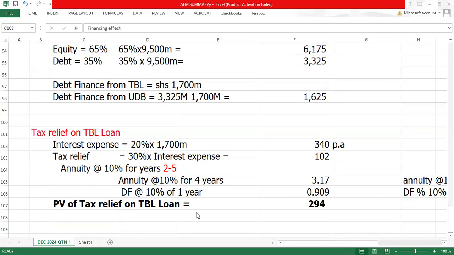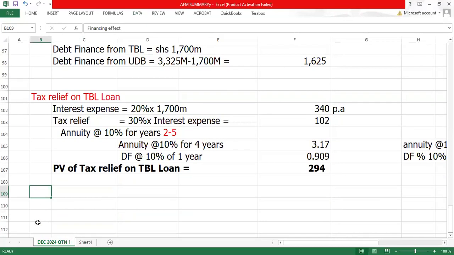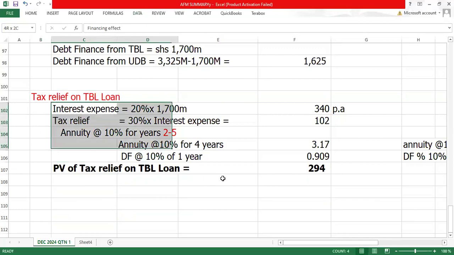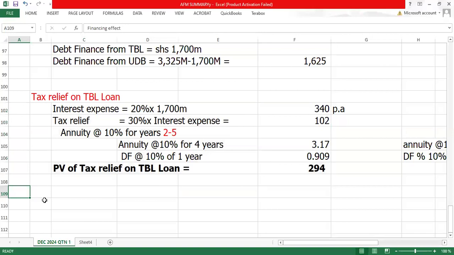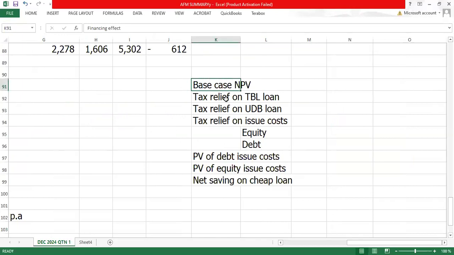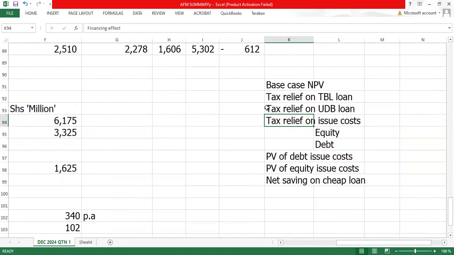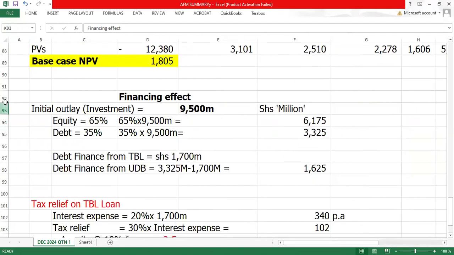So once you get that, we can proceed. Now, because this loan had an issue cost, I can first sort out the issue cost, or you can first deal with the tax relief, like the way I read my template here, then look at issue cost later. Let's first deal with the tax relief on UDBL before we look at issue costs.